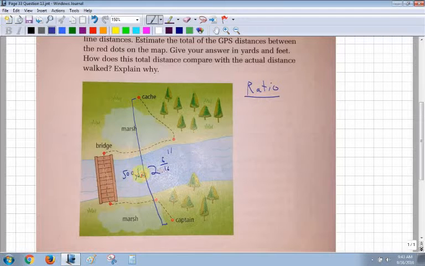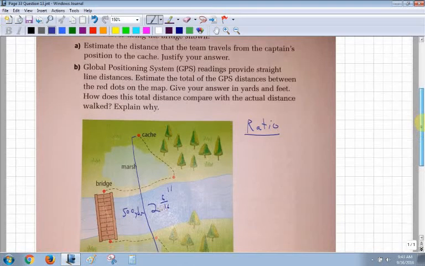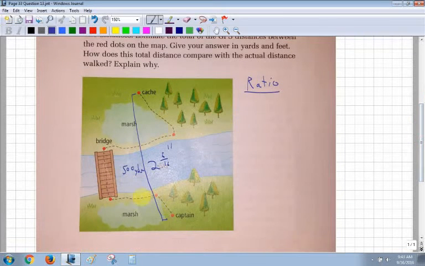First thing I do is I measure with a ruler, because we have to use a ruler in order to estimate all these little distances or find the actual distances. So what we do is we set up a ratio. I measure the distance. I get about 2 and 6/16 inches. I measure in inches because it's in yards, and yards and inches are in the same category, so we can easily convert yards to inches and inches to yards. They're both imperial, not metric.